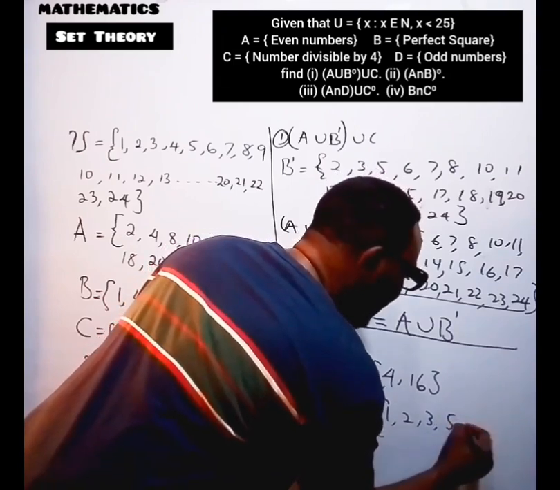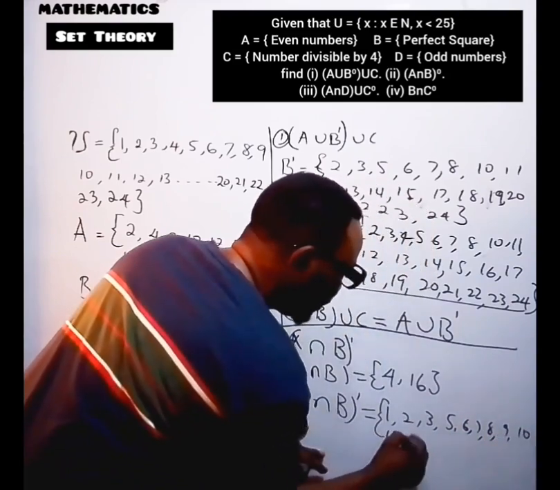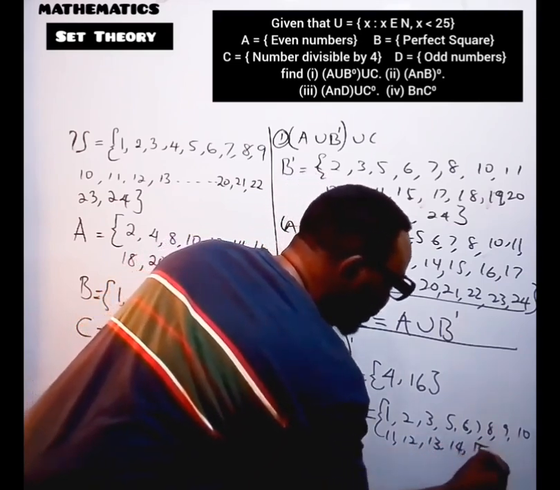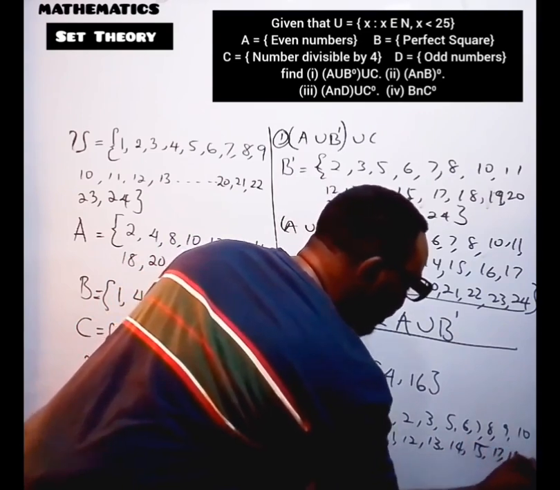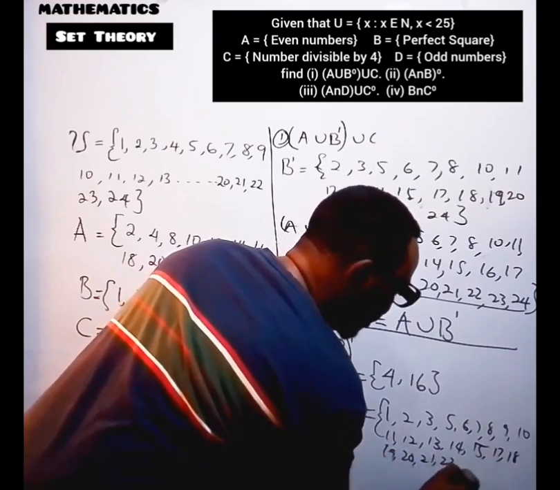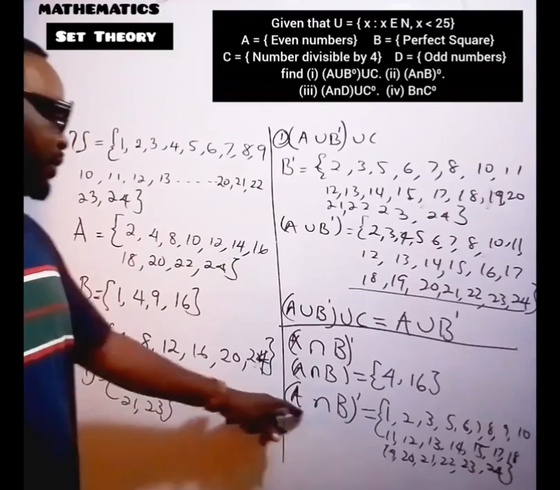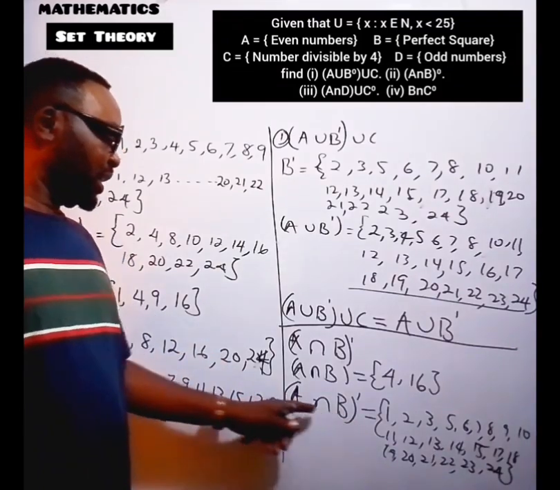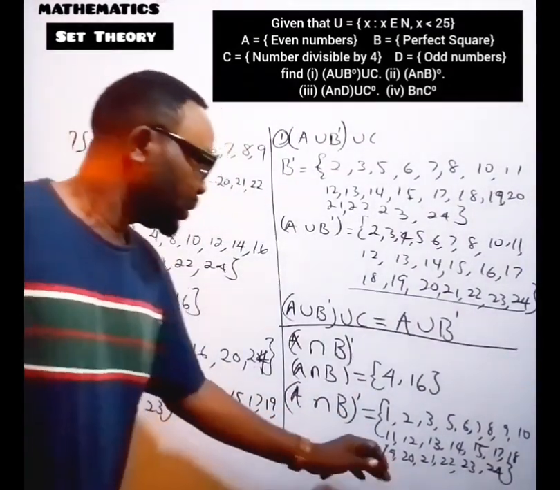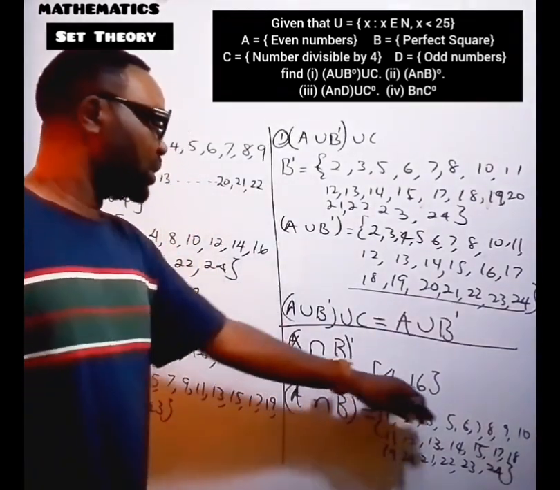That will be 5, 6, 7, 8, 9, 10, 11, 12, 13, 14, 15, 17, 18, 19, 20, 21, 22, 23, 24. Those are the values of the answer to our question, A intersection B, open the bracket and close the bracket, complement. Those values are inside the universal set but not here. It's only these 2 values that are not there.